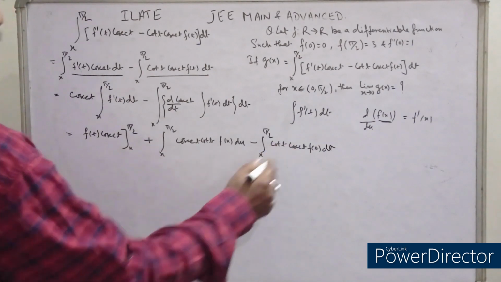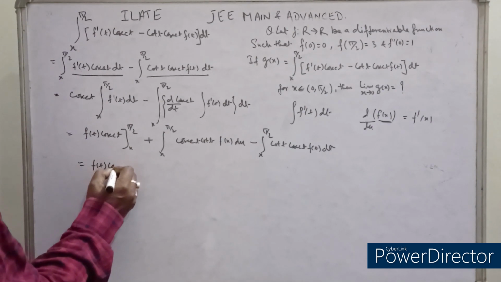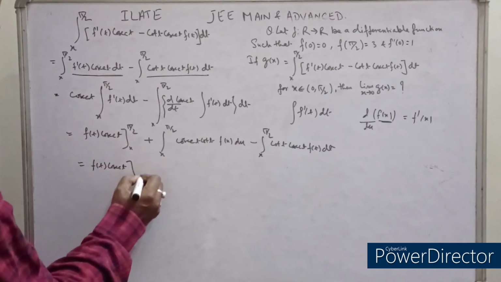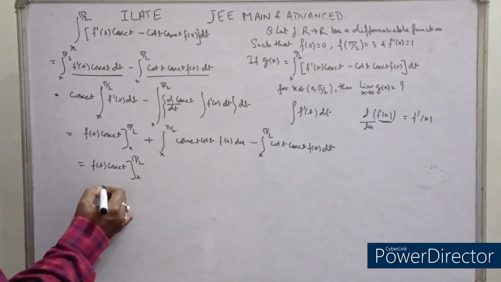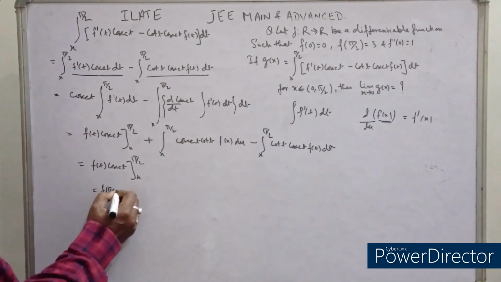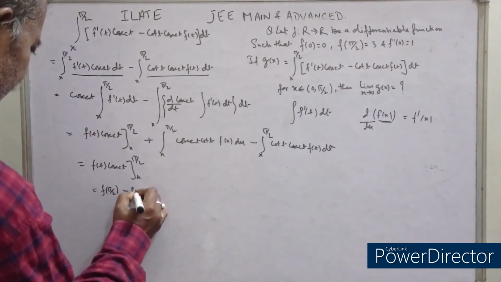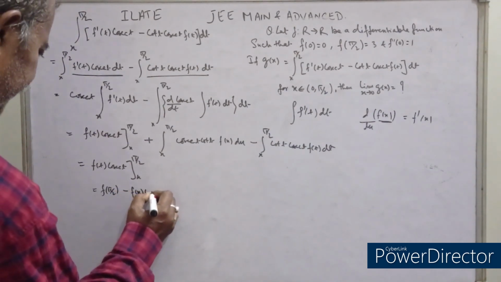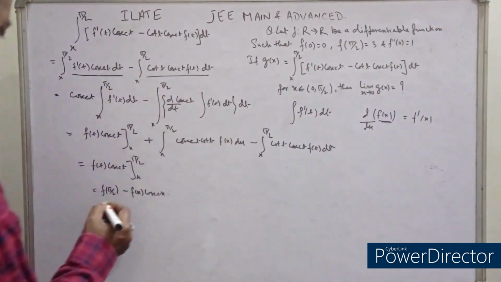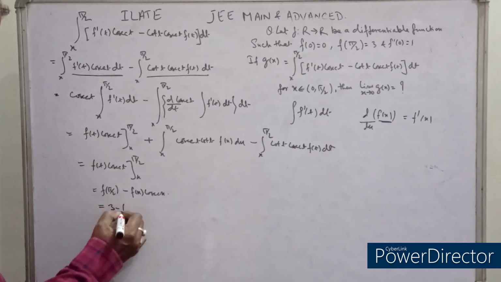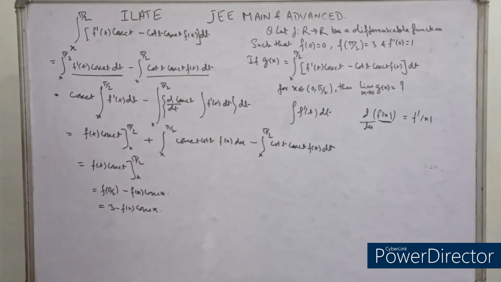Here you see this part and this part cancel out, so it remains f(t) cosec t from x to pi by 2, upper limit minus lower limit. This will be f(pi by 2) cosec pi by 2, and cosec pi by 2 is 1, minus f(x) cosec x. So f(pi by 2) is 3, so this is 3 minus f(x) cosec x. This is your answer. You have got this.